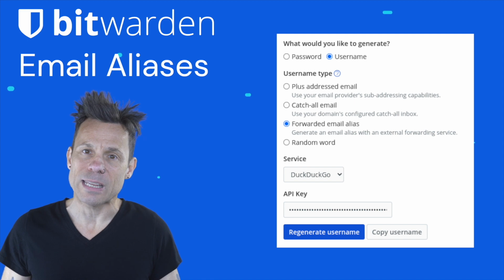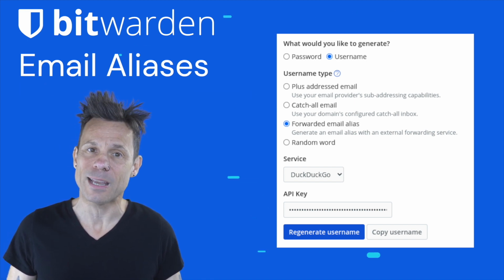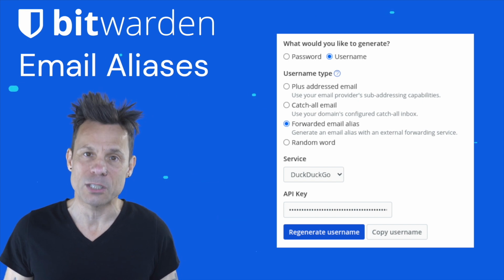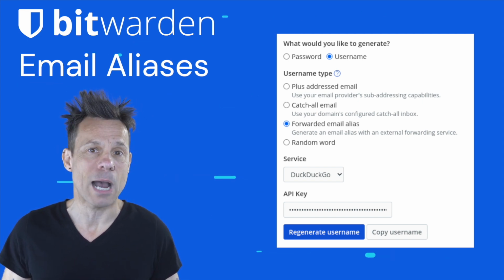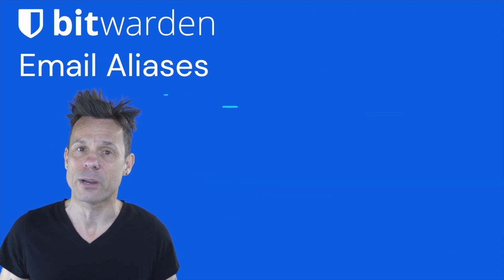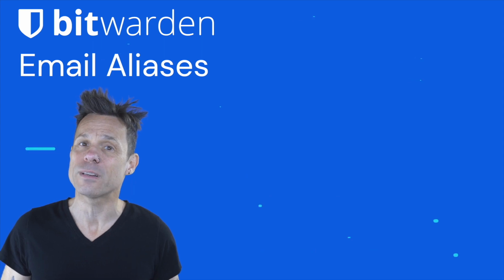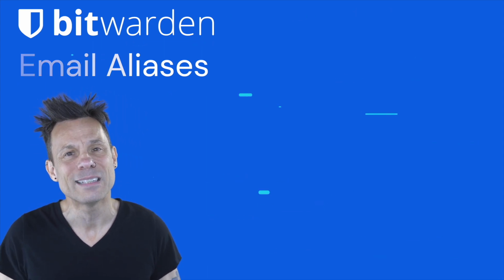Select Forwarded Email Alias. Select the service you want to use. Paste the API key, and then click Regenerate Username. A new email alias will appear at the top, which you can then copy and use. Once you have this set up, anytime you go to Tools, Generator, you can create a new forwarded email alias. And that's all there is to using email aliases in Bitwarden.